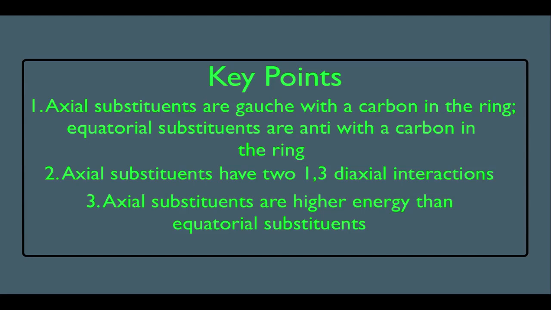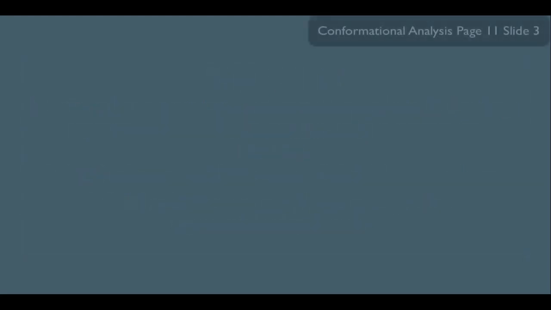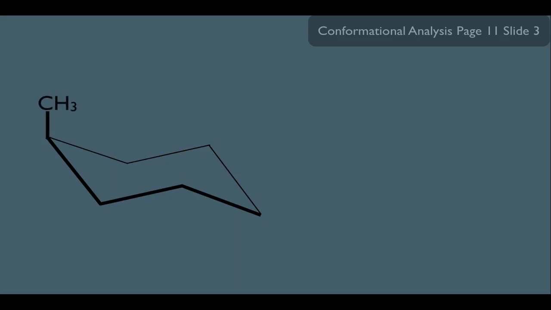Let's understand each one of these key points, and let's talk about how we use them to do conformational analysis. So let's start here. This, remember, is our chair cyclohexane. And let's put an axial methyl on this carbon right here. What I want you to know is that that methyl happens to be gauche with one of the carbons within the ring. Now, you can't really see that here. You're going to have to take my word for it. I'm going to give you proof of this in a few minutes.